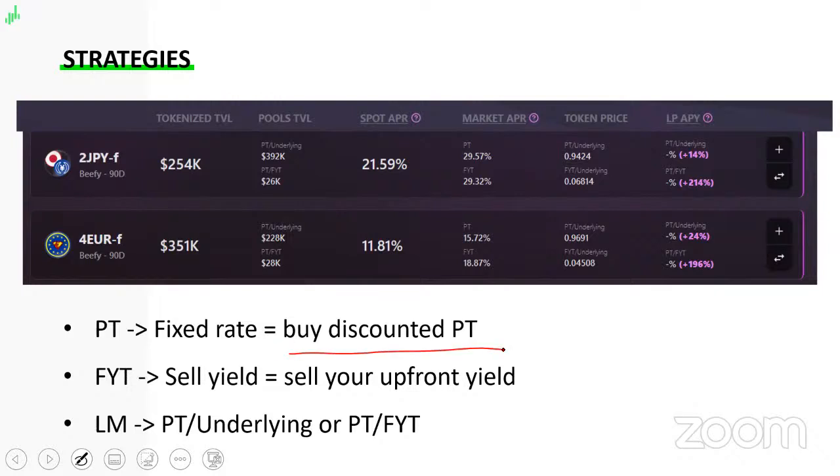The second strategy is, of course, to leverage the future yield token, which is basically to sell the yield upfront. The last strategy is to do liquidity mining. So APWine has its own token, the APW, and they incentivize liquidity providers to deposit liquidity in their platform, and you can receive APW. That's all. So it's a liquidity mining program. So we're gonna go over those 3 different strategies.